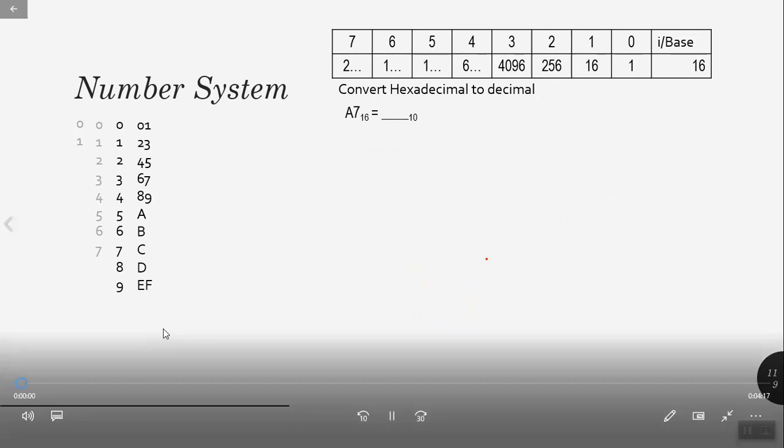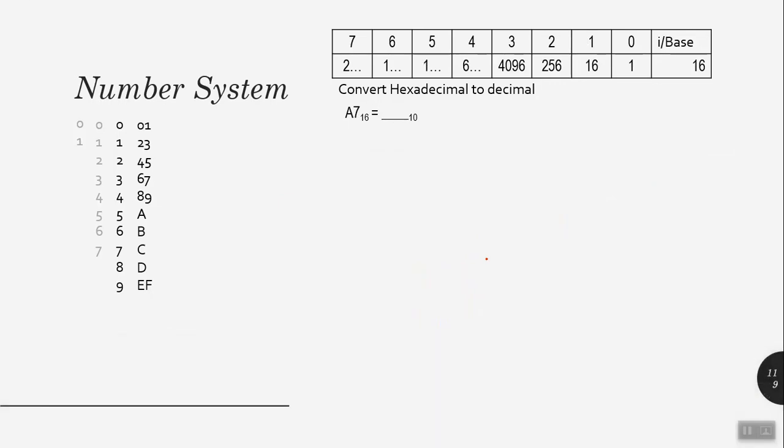So now let us have this one. Convert hexadecimal to decimal. Here I have given you A7 base 16, and we have to convert that into decimal. So what are we going to do? A while ago, we used the base raised to i to convert binary to decimal and octal to decimal. So this time, we will also use that, but this time it is hexadecimal.